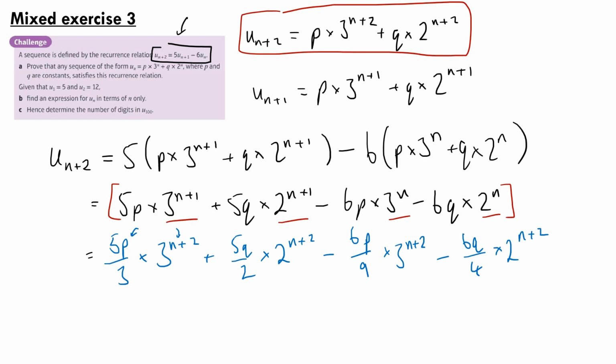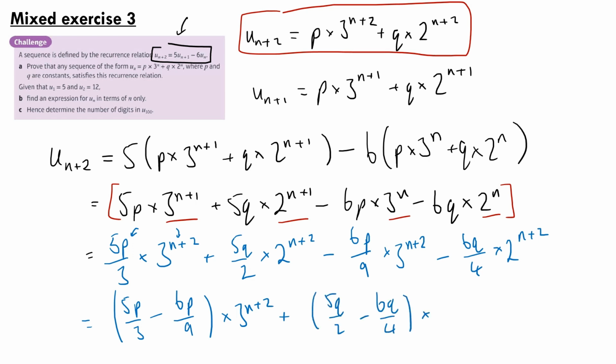And now if we collect terms, so we have 5p over 3, and we're taking away 6p over 9, lots of 3 to the power of n+2. And then we've got 5q over 2, and we're taking away 6q over 4, lots of 2 to the power of n+2. And then if we simplify the coefficients, we'll see that this equals p times 3 to the power of n+2 plus q lots of 2 to the power of n+2 as required.